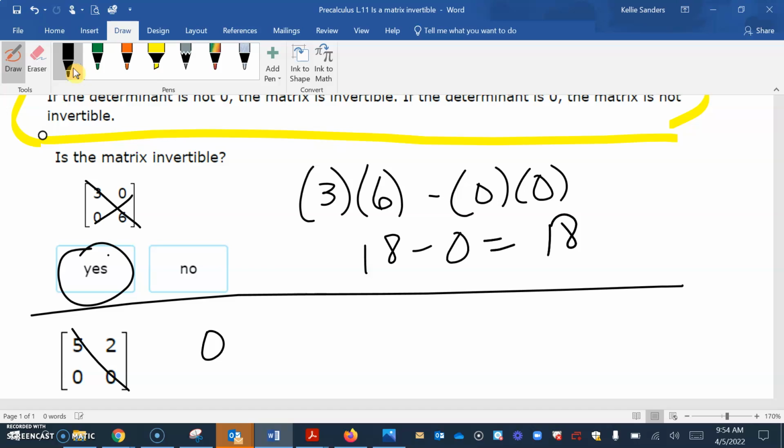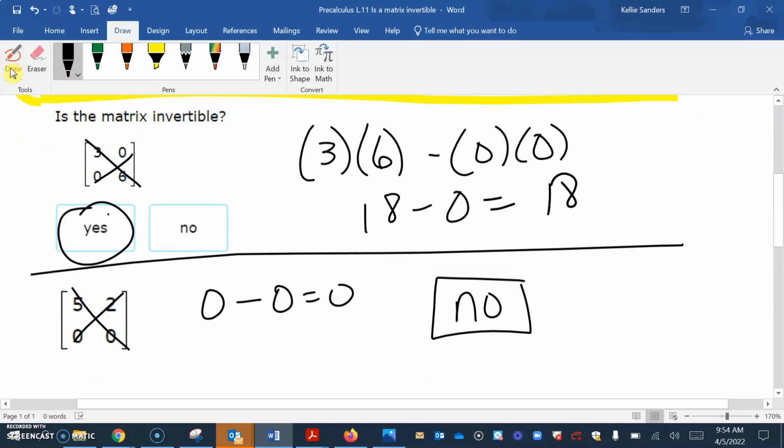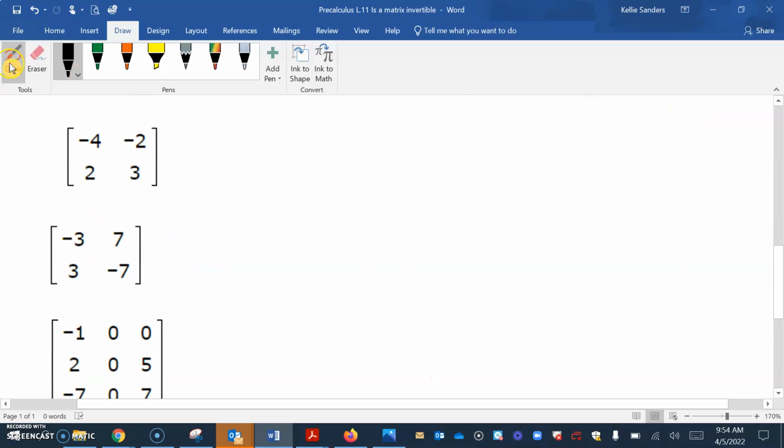5 times 0 is 0, minus 0 times 2 is 0, so the determinant is 0, and the answer is no, it is not invertible. And we're going to be using this information on L12. So we're just kind of doing it step by step on this one. So then we're going to scroll down just to make sure we understand what's going on.